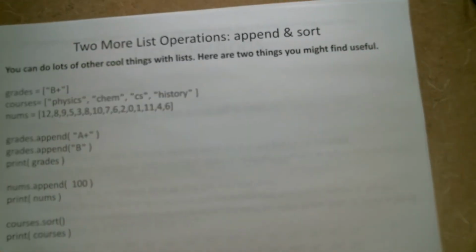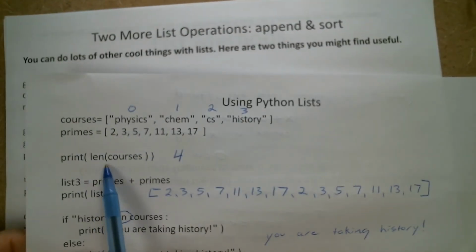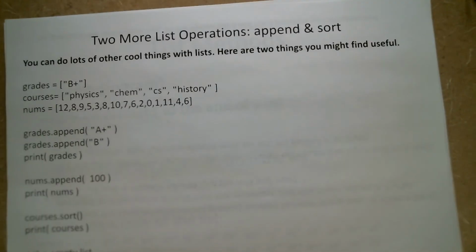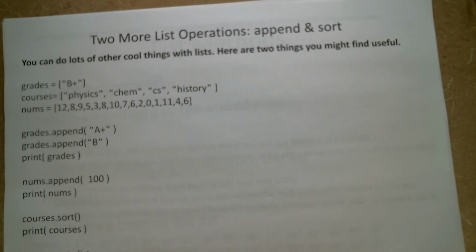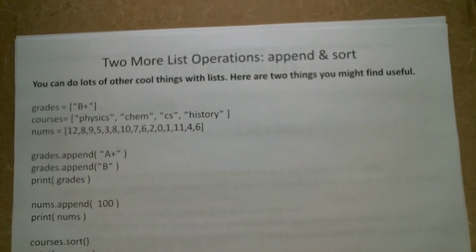All right, 2 more operations. One operation we saw on the previous slide is that we could get the length of a list by doing length of the list. Other operations that are useful are append and sort. So I've got my list here, grades, which currently only has 1 element. I've got that courses list that we've been using all along. And then I have this new nums list that just has a bunch of random numbers in it.